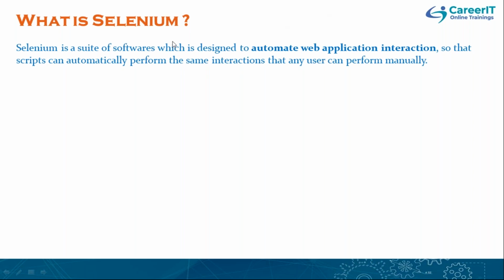Okay, so as I mentioned, in simple words Selenium is a test automation tool. It's also not a single tool, guys. It has four different components. Actually, it is a suite of software designed for automating web application interaction. I highlighted web application interaction because Selenium can only automate web applications. Web applications are the applications which we can open using browsers like Chrome or Firefox using the internet. Those applications we call web applications.